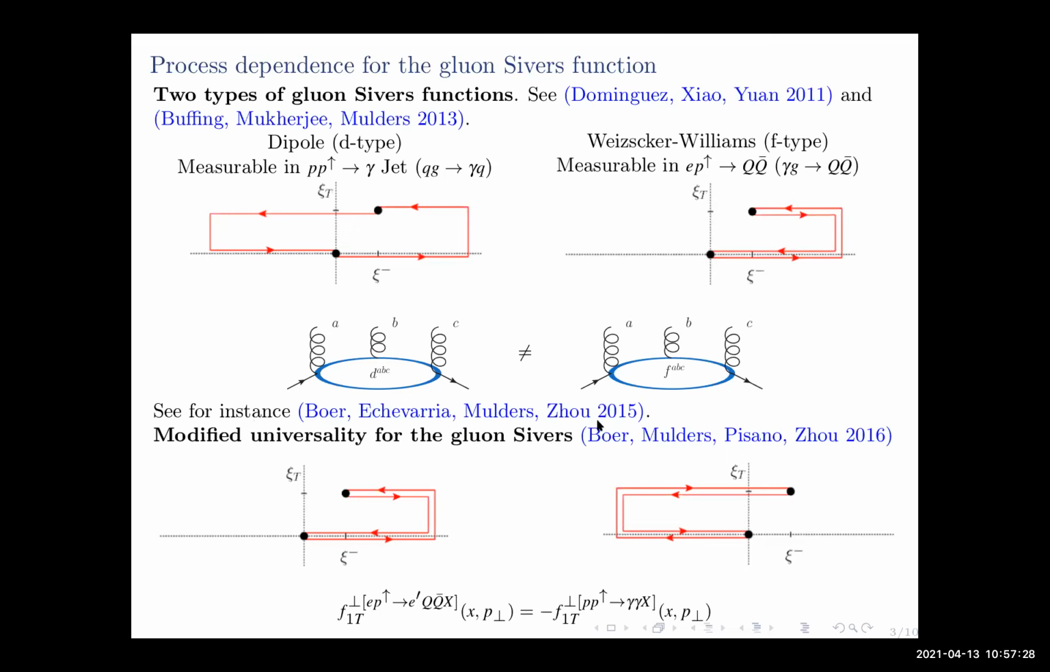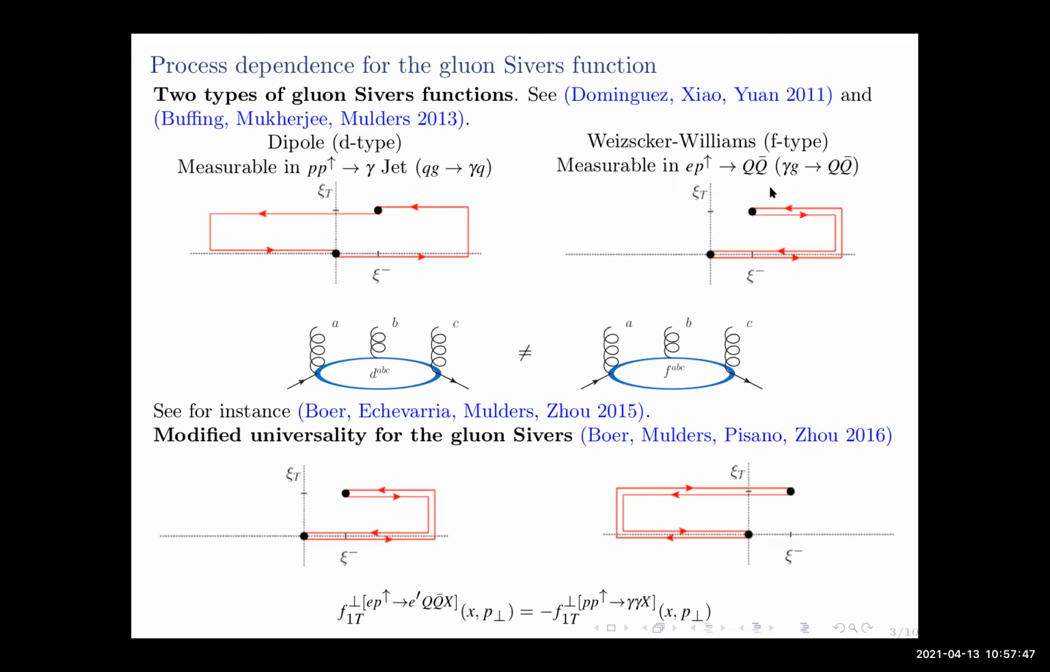So in order to understand the Gluon-Sivers function entirely, we need to probe this distribution function both in collisions such as pp to gamma plus jet, and also, for instance, at the EIC, where we can study ep to QQ bar.